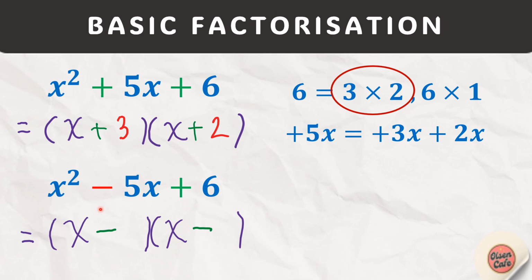Now, let's check given the numbers. Now I have negative 5x, which means negative 5x equals negative 3x minus 2x. By adding these two together, I indeed will get negative 5x. So this will give me the two factors within the brackets to be x minus 3 and x minus 2. Hope you see some pattern here.